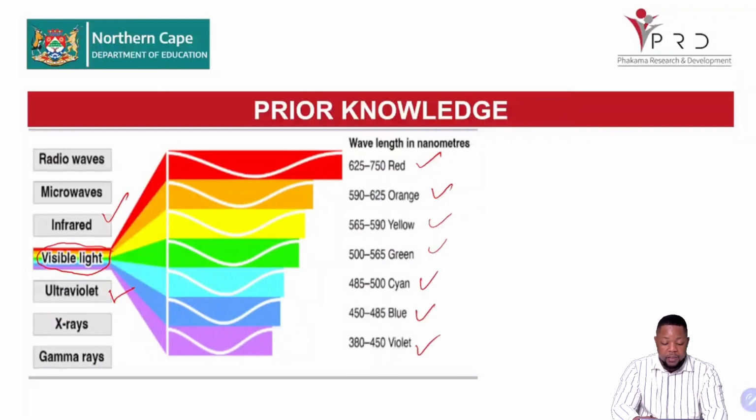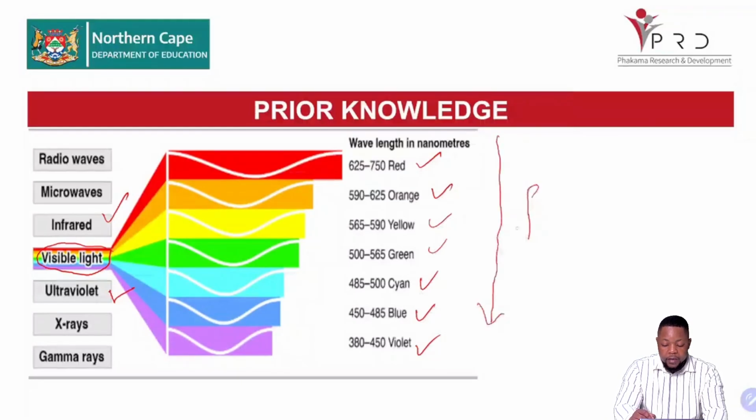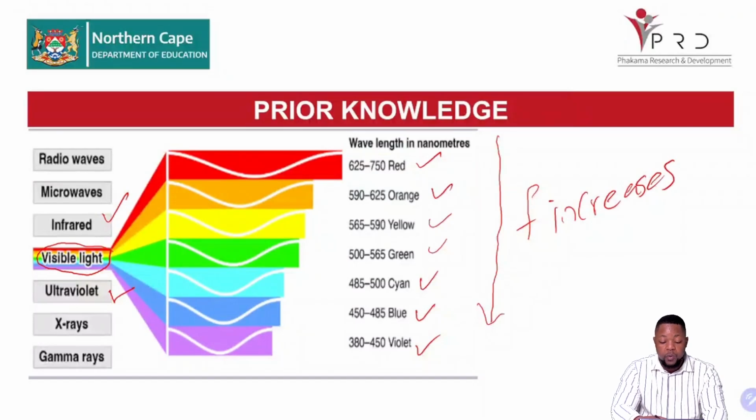And within this spectrum, what we need to understand is that the frequency increases as we go down. So we will see red with a lower frequency compared to orange, orange with a lower frequency compared to yellow, and violet with the highest frequency within these colors. Remember that as the frequency is higher, the energy of the incident light is also higher. The higher the frequency, the higher the energy of the incident radiation.